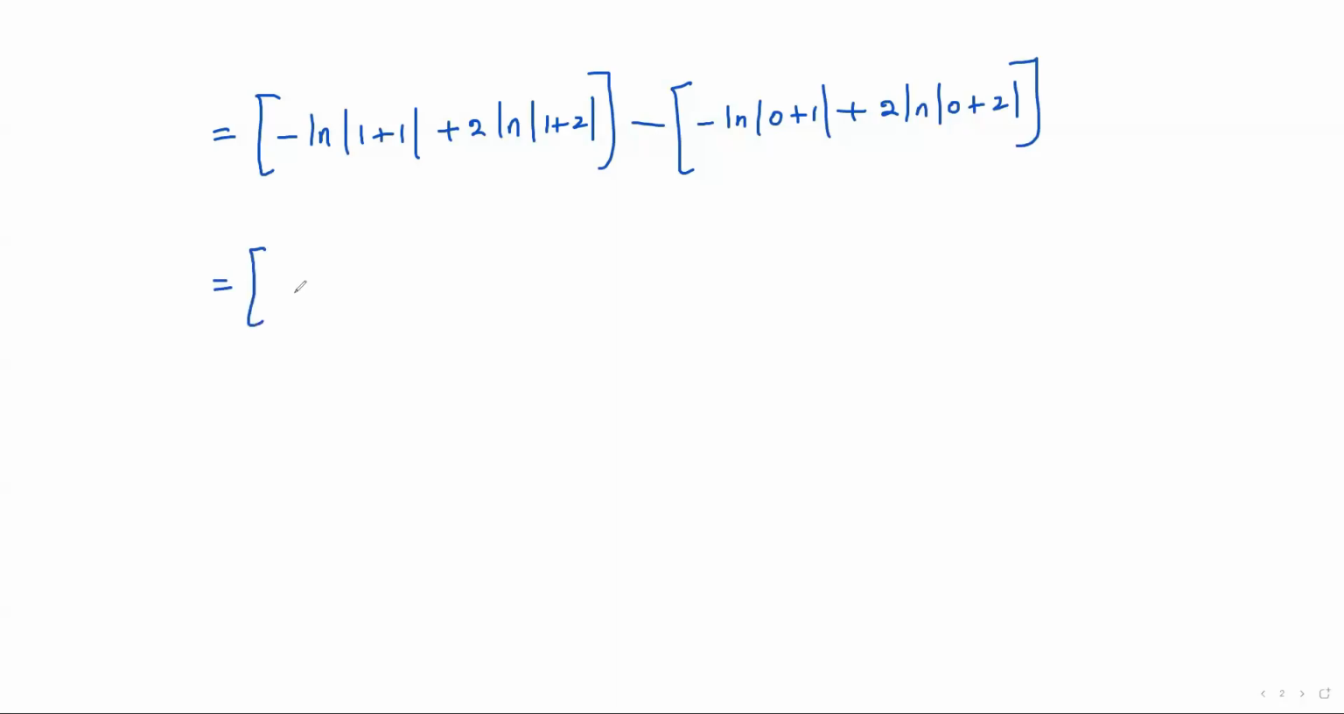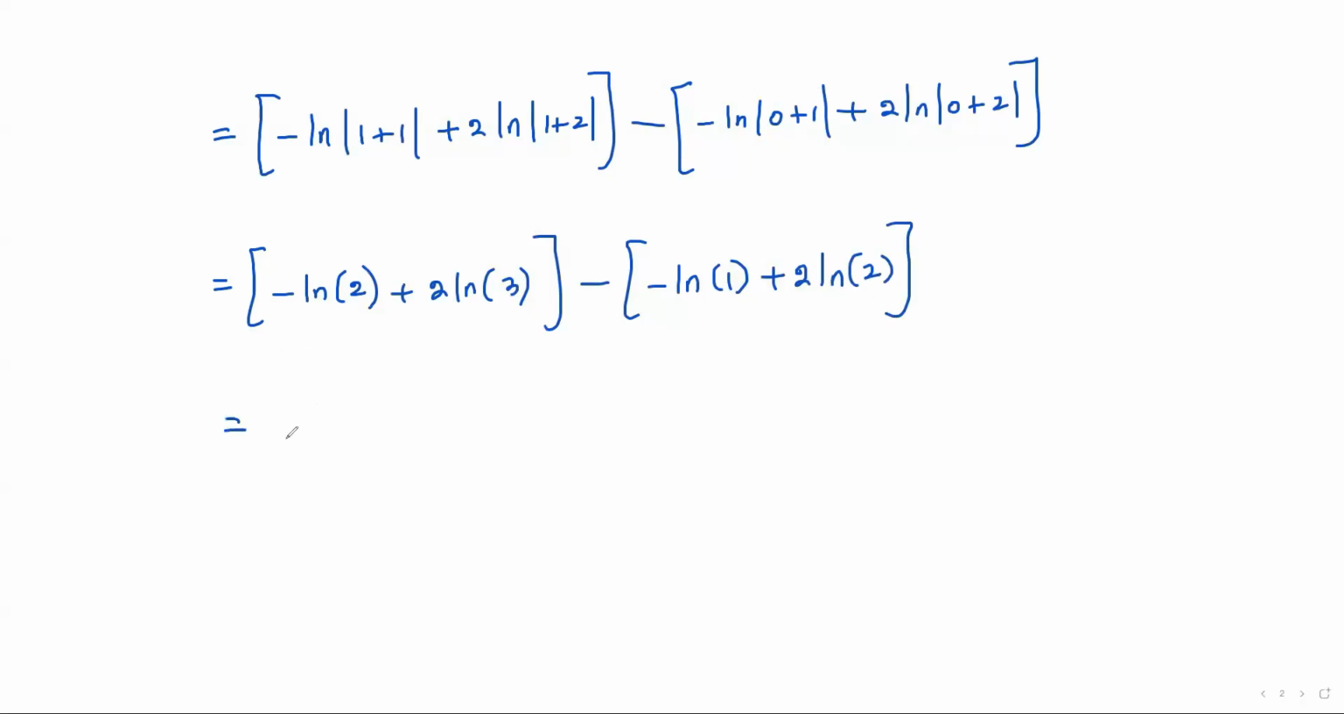Here negative ln of, 1 plus 1 is 2. Absolute value of 2 is still 2. Plus 2 times ln of 1 plus 2 is 3. Absolute value of 3 is just 3. Negative. So 0 plus 1 is just 1. Absolute value of 1 is just 1. Plus 2 times ln of 2. So here we can remove the square bracket. So we get negative ln of 2, plus 2 times ln of 3. Negative times negative becomes positive ln of 1. Negative times positive becomes negative 2 times ln of 2.